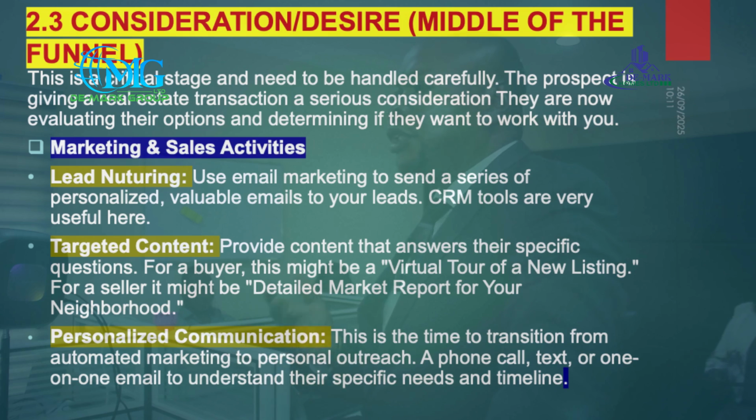For a buyer, this might be a virtual tour of a new listing. For a seller, it might be a detailed market report for your neighborhood. Then personalized communication. This is the time to transition from automated marketing to personal outreach: a phone call, text, or one-on-one email to understand their specific needs and timeline.